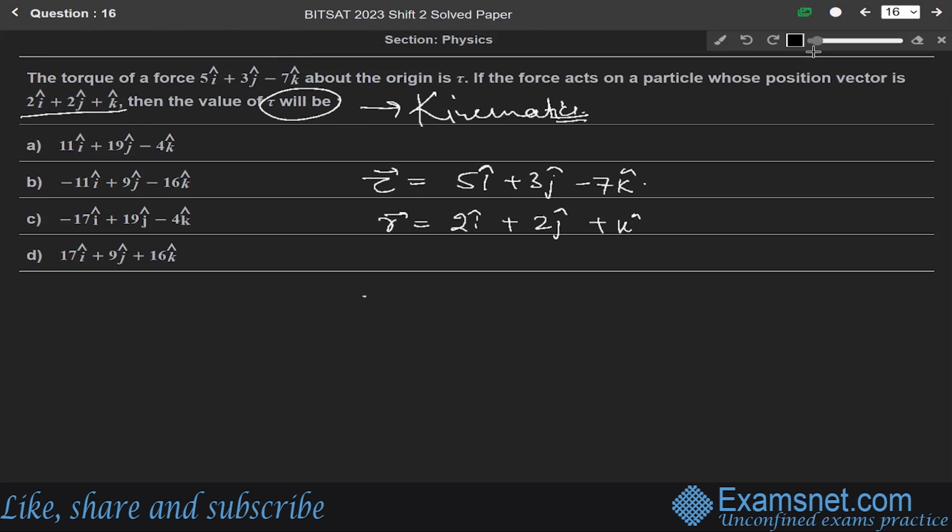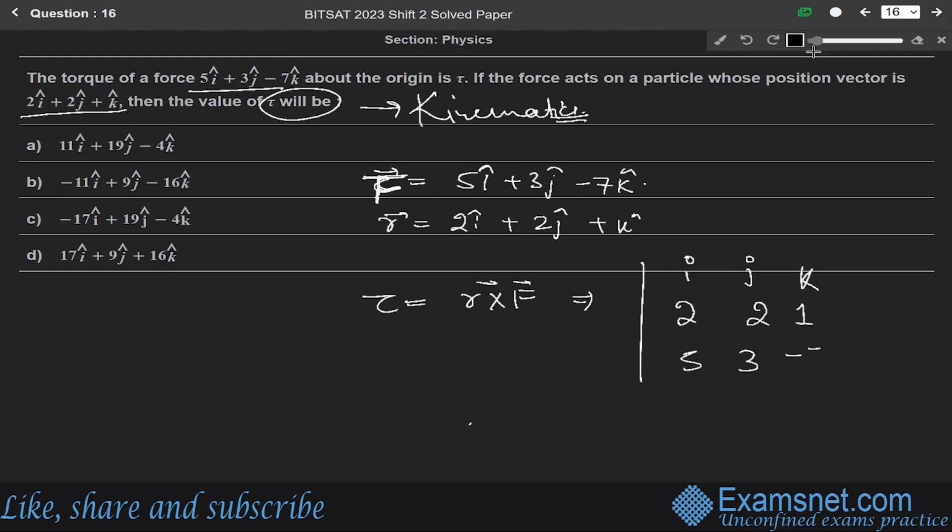Since we know that tau is equal to r cross f. This is basically the force which we are given, the torque of a force, this is the f. We have to find the tau. So tau is equal to r cross f. So just put the values: r cross f, i, j, k. R is 2, 2, 1, and F is 5, 3, minus 7.